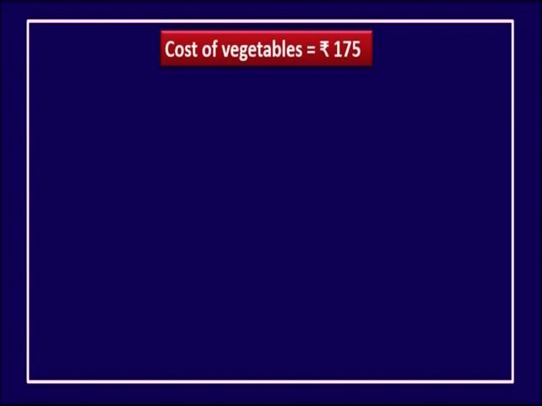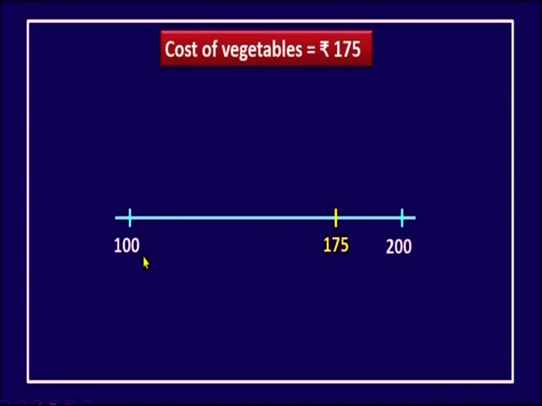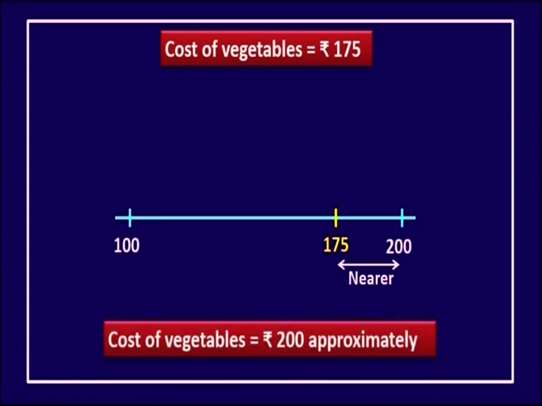175 rupees. Now I will mark a number line here. Because here 175 lies between two numbers, that is 100 and 200. And mark 175 here, children. Now children, can you identify 175 is nearer to which of the two numbers, whether 100 or 200? To which number is it nearer? Yes, you are absolutely right, children. It is nearer to 200. That means we take the cost of vegetables as 200 rupees approximately.